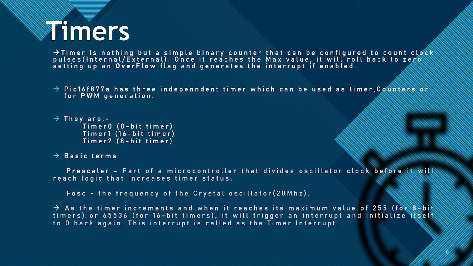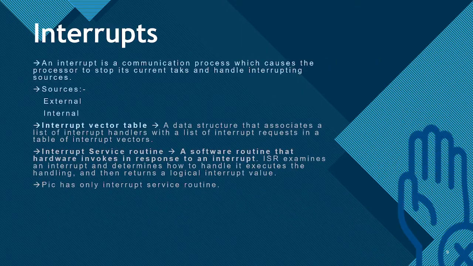So this is the frequency of the crystal oscillator, which will vary from board to board and from microcontroller to microcontroller. For the PIC16F877A microcontroller, it is 20 megahertz. As the timer increments and reaches its maximum value of 255 for an 8-bit timer or 65,535 for a 16-bit timer, it will trigger an interrupt and initialize itself back to 0. This is called a timer interrupt.